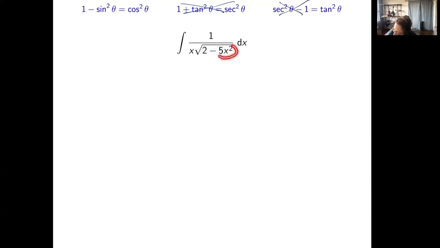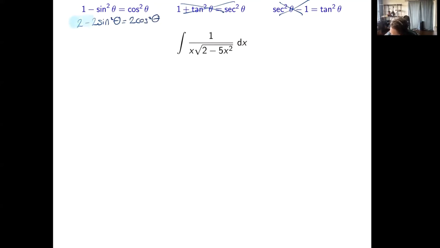Now, I can make this term with x into anything I want by choosing the appropriate value of x, but this 2 is just going to be itself. It's not going to be affected by a substitution. My constant needs to be 2. So in my identity, I'm going to multiply both sides by 2, and that's the form of the identity that I'm going to be using: 2 minus 2 sine squared theta is 2 cosine squared theta.